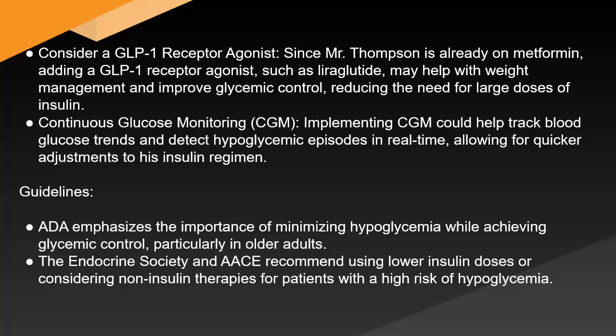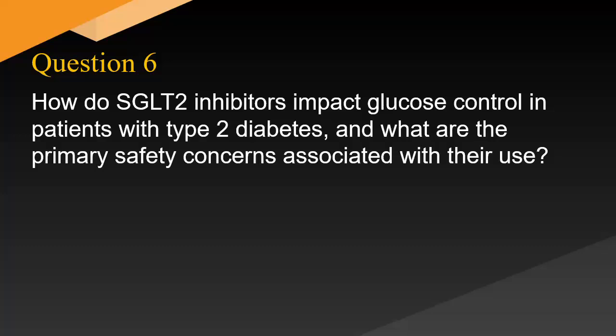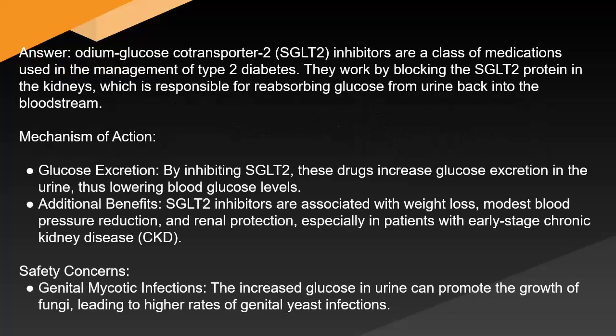of hypoglycemia. How do SGLT2 inhibitors impact glucose control in patients with type 2 diabetes, and what are the primary safety concerns associated with their use? Answer: Sodium glucose-cotransporter 2 (SGLT2) inhibitors are a class of medications used in the management of type 2 diabetes. They work by blocking the SGLT2 protein in the kidneys, which is responsible for reabsorbing glucose from urine back into the bloodstream.